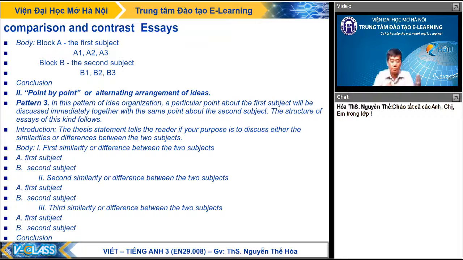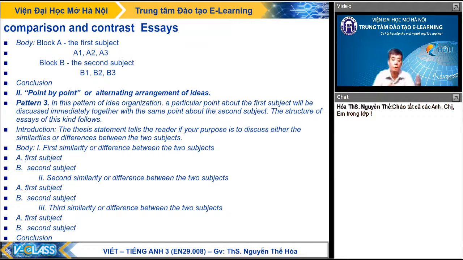So I repeat, in the body, when you write a block, you may have two blocks. Block A for differences, block B for similarities. Another way is that you may say block A is for the first matter, and the second one will be block B. It is for the second subject.